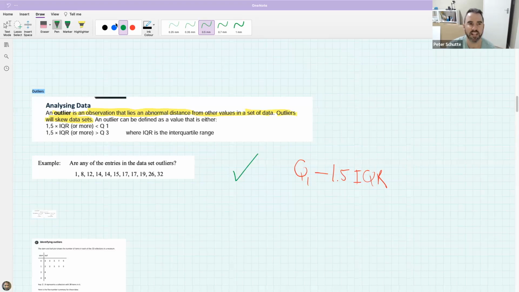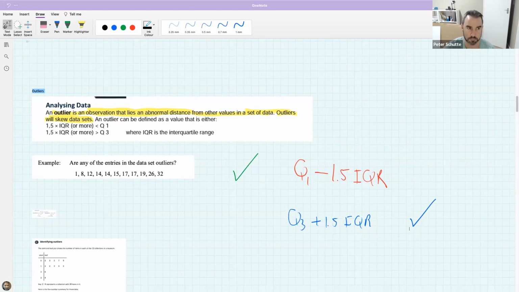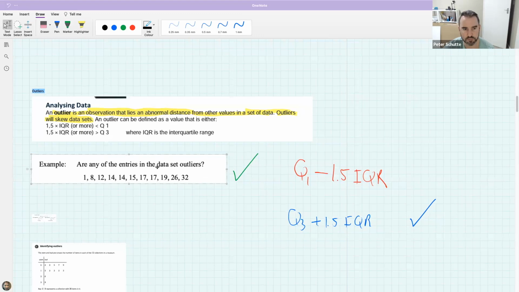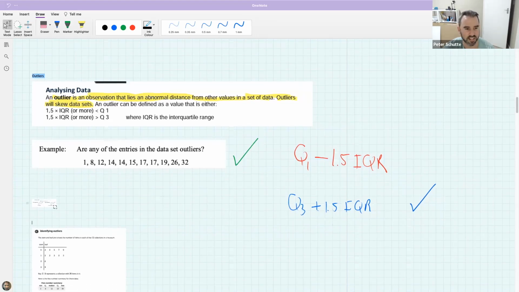But there's also a limit on the upper side. So if you go to Q3 and you add 1.5 times the interquartile range and have a value bigger than that, that would be an outlier. Okay, so now in order to figure out if something is an outlier, you clearly need to know what Q1 and Q3 are, which we did in previous lessons. So I want you to tell me if you think there are any outliers in this data set.